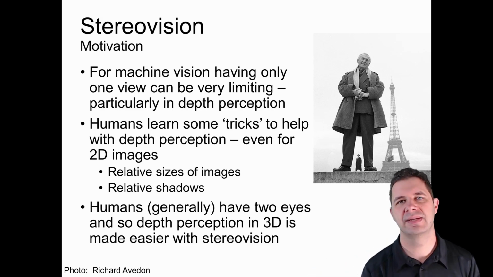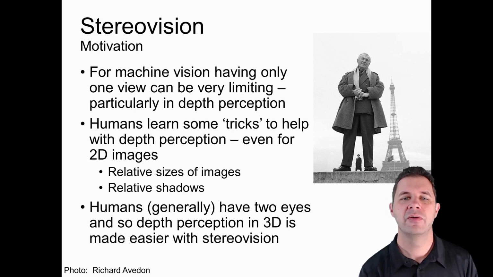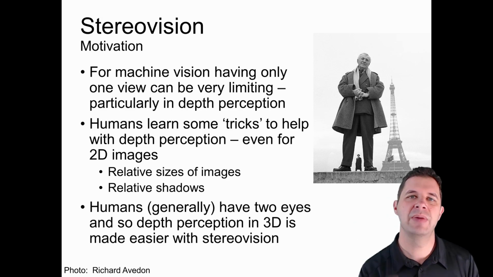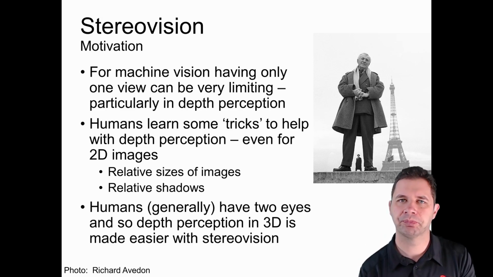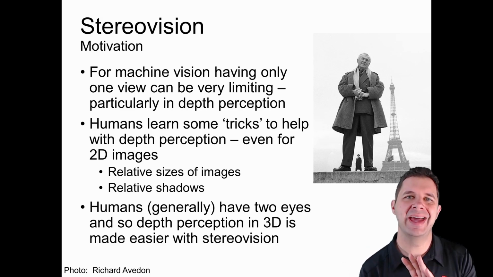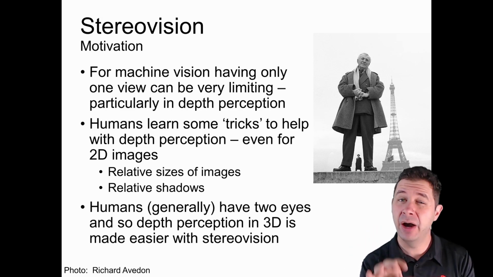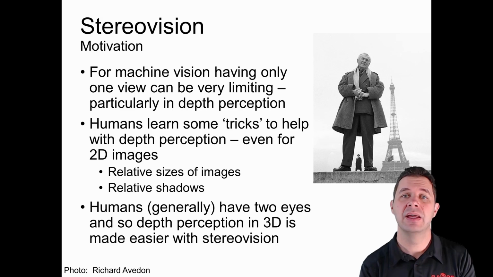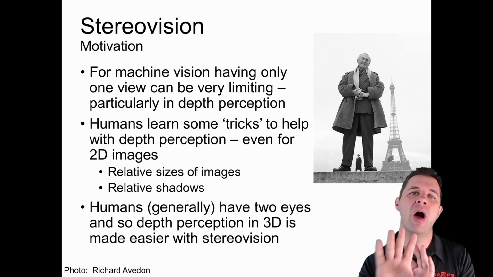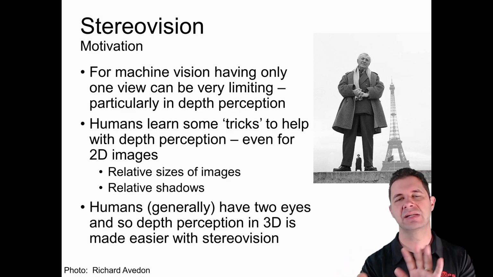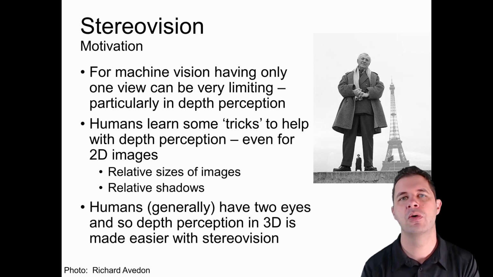As humans, we know there's some tricks that we can use, and we learn these tricks from a fairly young age. For example, we know that in this picture here, we see this man and we see the Eiffel Tower. And we know that we're not talking about some giant here next to a really small Eiffel Tower. We know the Eiffel Tower is quite big and this man is comparatively quite small. And the reason we can have this image is that the Eiffel Tower is a long way away and this man is a lot closer in the foreground.